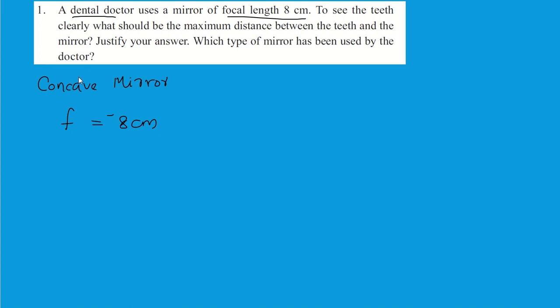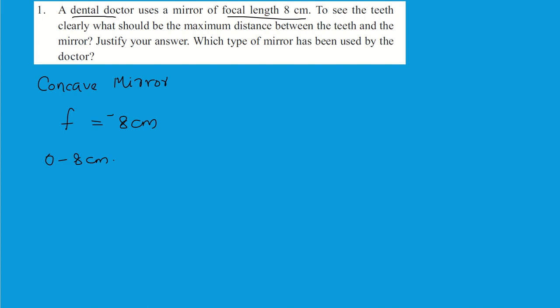To see the teeth clearly, what should be the maximum distance between the teeth and the mirror? We can keep the object between 0 and 8 centimeter, a value less than 8 centimeter. Because if you keep the object at 8 centimeter, the image will form at infinity. But the doctor needs to see the teeth clearly, to see what is wrong with them. So we need a magnified image, and it should be a virtual image within the mirror itself.